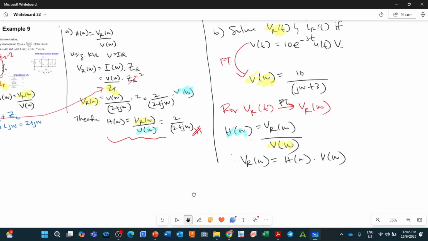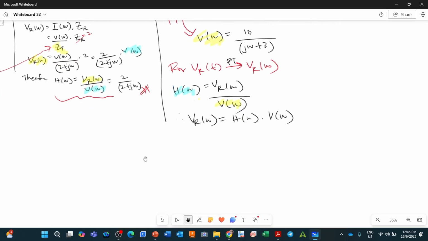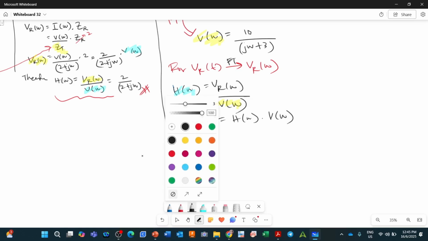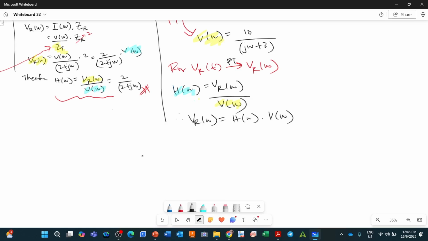So do we have the equation for H omega? Yes, based on the previous exercise here. H omega is this one. So just key in 2 over 2 plus J omega, times what is VC? VC is the one that you just converted: 10 over J omega plus 3.